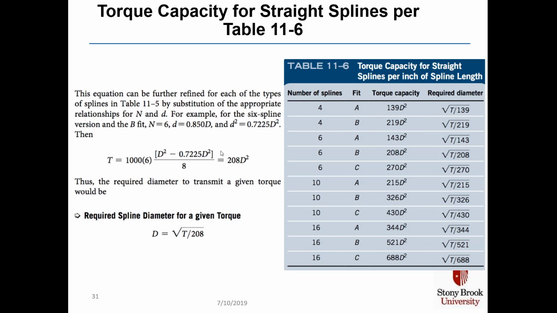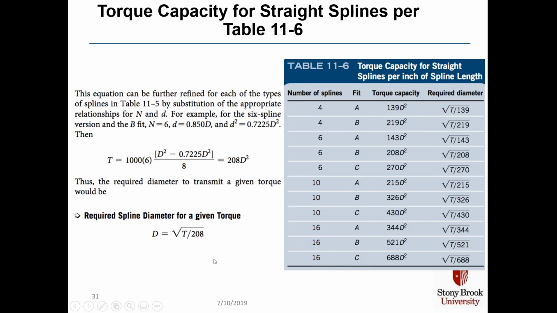If you do some further math, you find that small d in all of these splines, for a certain number of splines and fit, is designed to be a ratio of large D in all cases. A different ratio depending on how many splines and what the fit is, but always a ratio. Here we're showing one example where it's a B fit and N equals 6. Small d is 0.850 times large D by definition of the shape. And then you can get rid of small d in this equation and you find that the torque is 208 times D squared, or D equals the square root of T divided by 208.